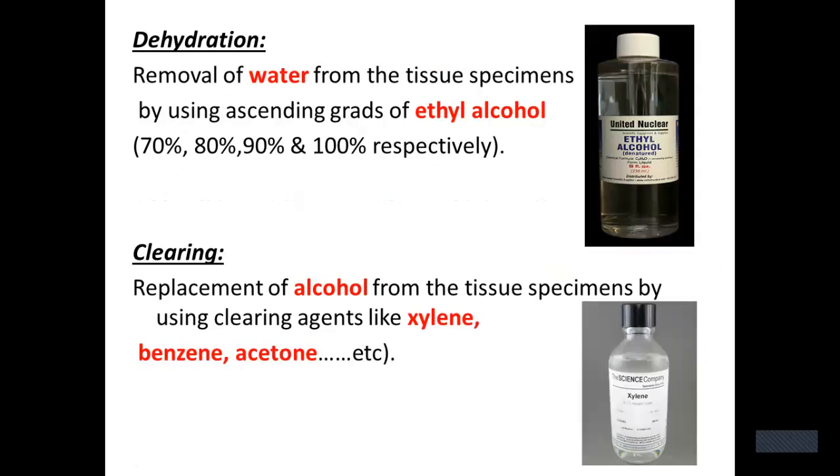Another step, clearing, is the replacement of the alcohol in the tissue specimen by a clearing agent, for example xylene. There are also other types, for example benzene and acetone, but the most common agent used in this step is xylene. The aim of the clearing step is replacement of alcohol in the tissue by xylene, because the alcohol is not replaced by the paraffin, but the xylene is replaced by the paraffin.